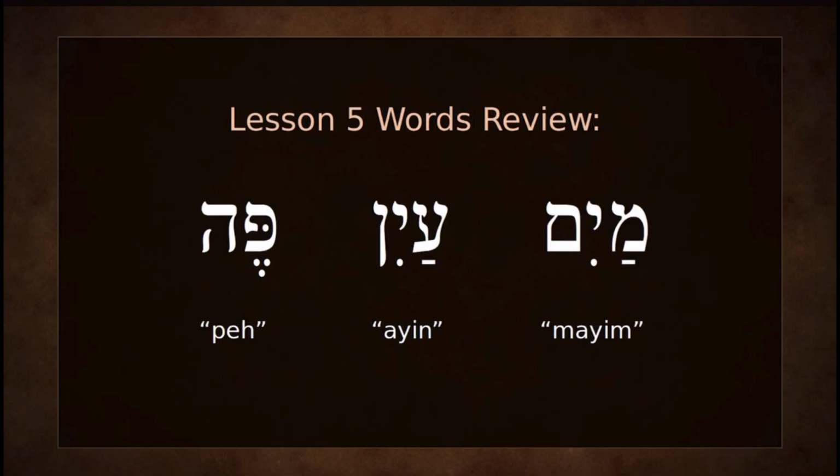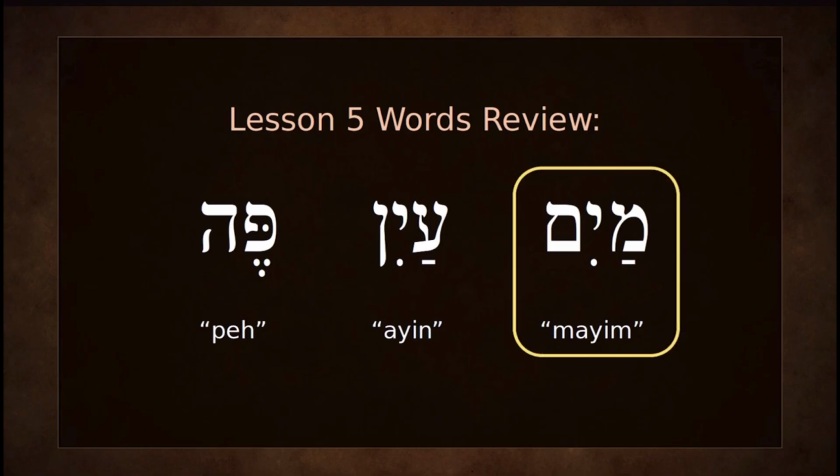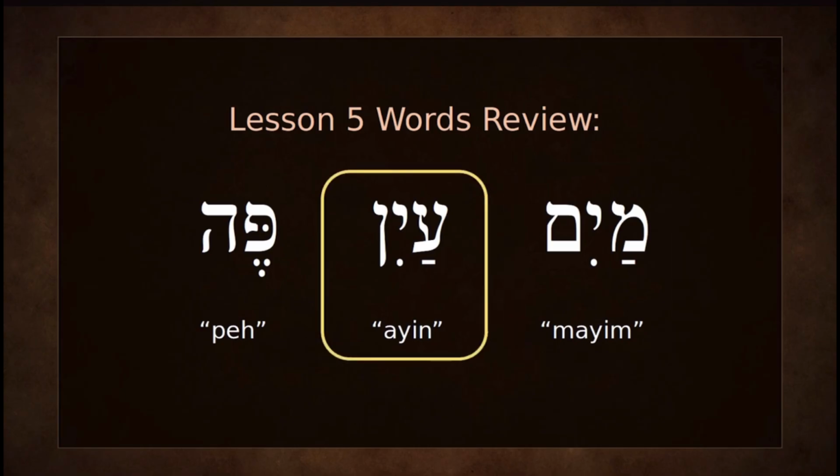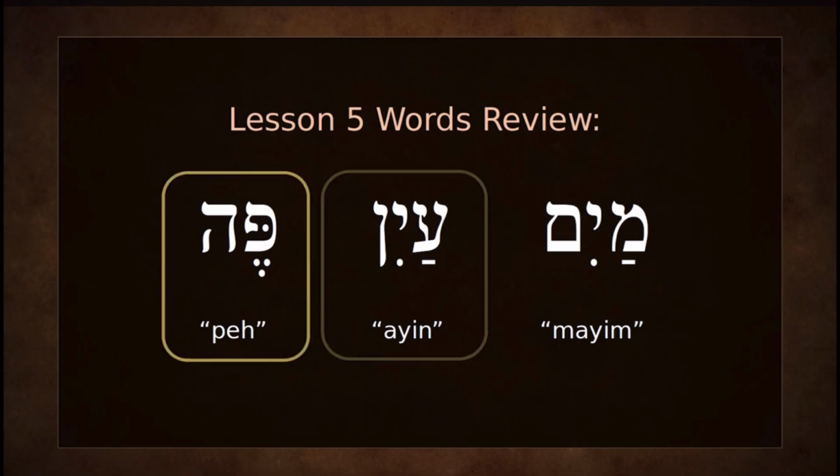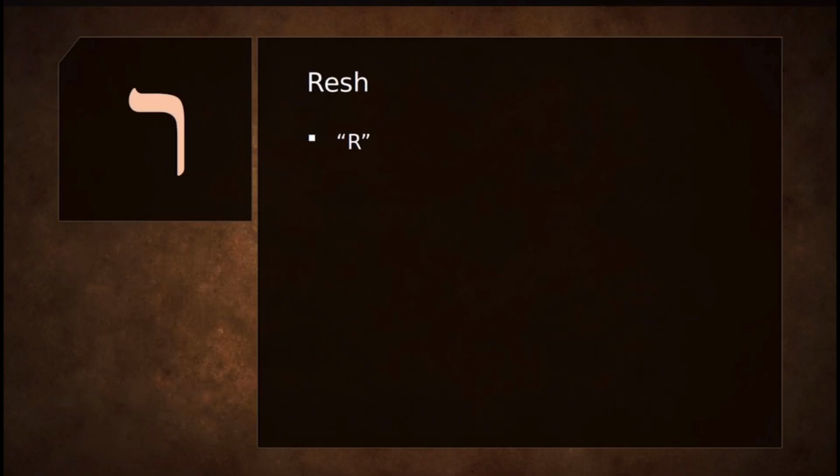Last time, we also learned 3 new words. Mayim means water. Ayin means eye, that is, the body part that sees. And pe means mouth. Our 20th letter is resh. Resh makes the sound of the letter R.